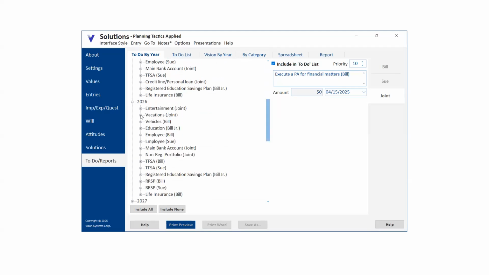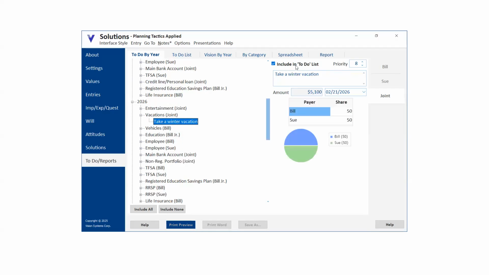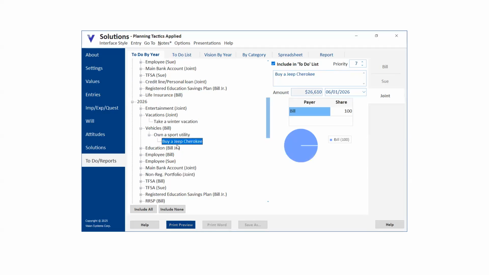But if we go to 2026, we could include, say, taking a winter vacation. Bill wants to buy a new SUV. We can go down then to TFSAs and include contributions to those. Same thing for RSPs and RESPs. So my suggestion is always to make to-dos a mix of tasks, like contributing to TFSAs and RSPs, and things that clients find enjoyable. I think it's important to have a good balance.